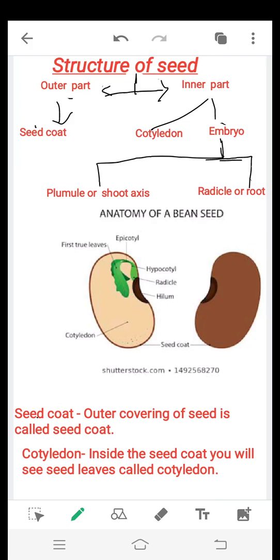The first part of the seed that you can see from the outside is its outer part, that is called seed coat. When you remove the seed coat, you will see the next part of the seed, the inner part. When you remove the seed coat in a gram seed, you will get two parts. These two parts are called cotyledons. If you observe sincerely inside the cotyledons, you can see a very young baby plant. This is called embryo.